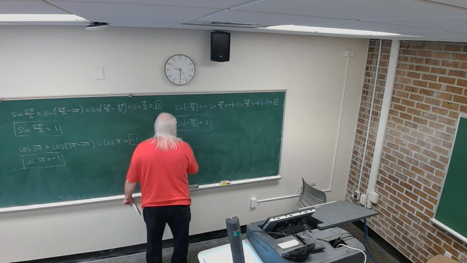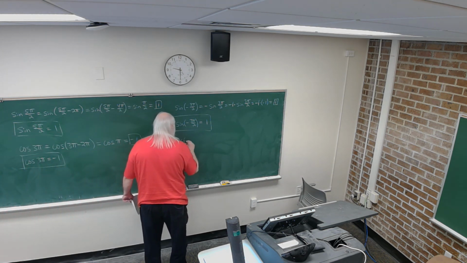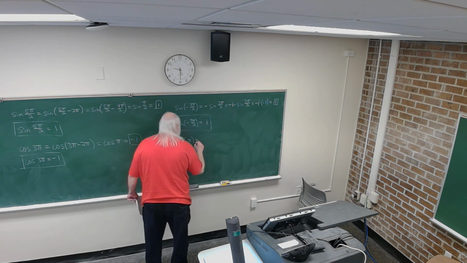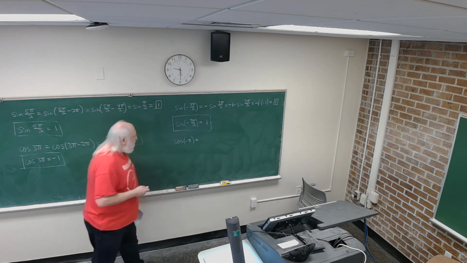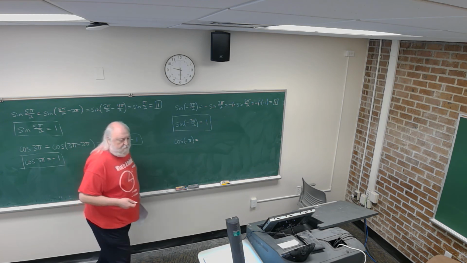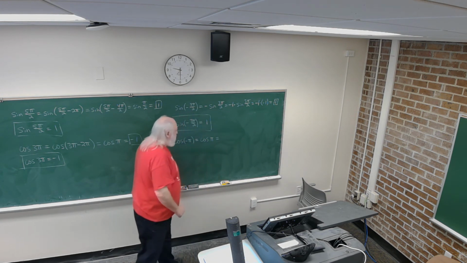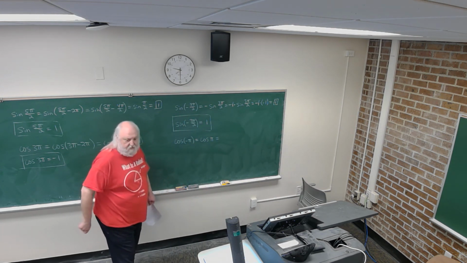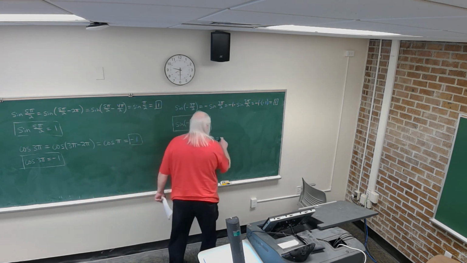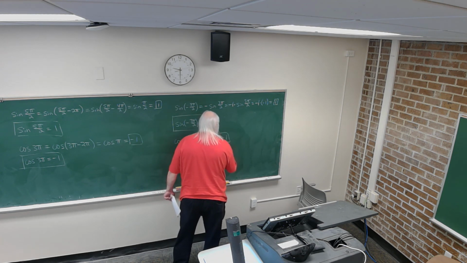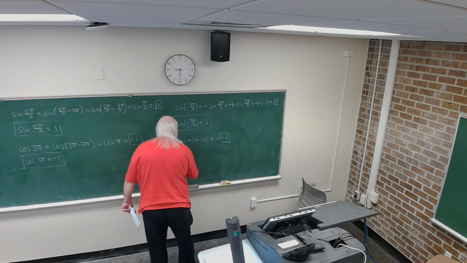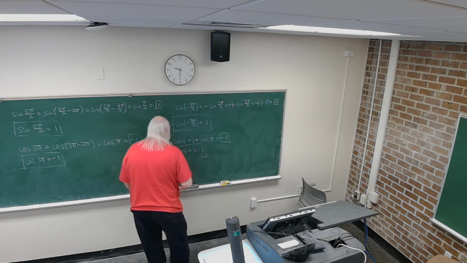The cosine of minus pi, what's that equal to? Well, because cosine's an even function, the cosine of minus pi has the same value as the cosine of plus pi. And the cosine of plus pi is equal to -1. So the cosine of minus pi is equal to -1.